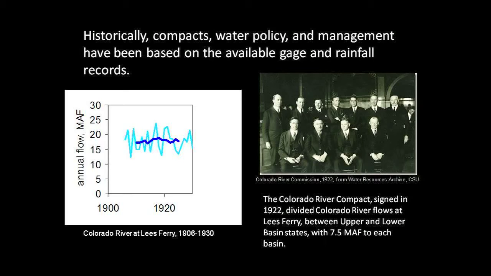The light line are annual values. The blue line is smoothed. And this was more or less what the record looked like to the folks that negotiated the Colorado River Compact in 1922. They took a record in 1922 that looked a bit like that, and they divided it into two. They divided it into flows for the upper basin and for the lower basin. They allocated 7.5 million acre feet for each basin.